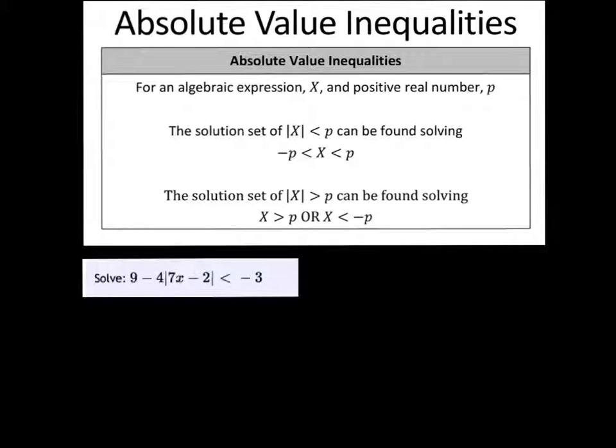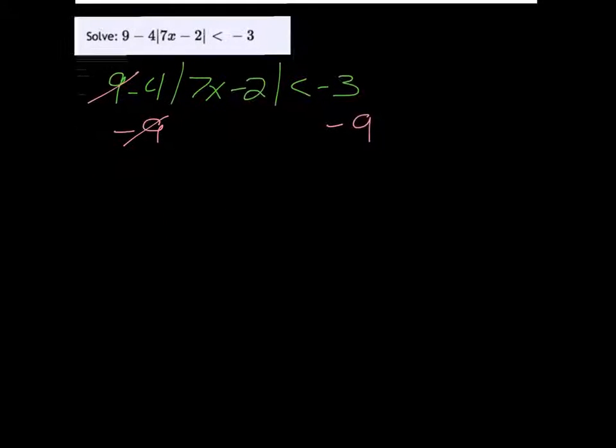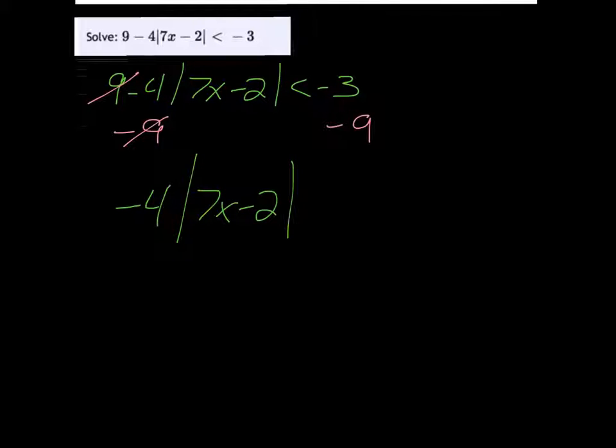Alright, now in order to solve this absolute value inequality, what we first need to do is isolate the absolute value signs. Given 9 minus 4 times the absolute value of 7x minus 2 is less than negative 3, I'm first going to subtract 9 from both sides. It's going to get rid of this 9 on the outside here. So we'll have negative 4 times the absolute value of 7x minus 2 is less than negative 12.